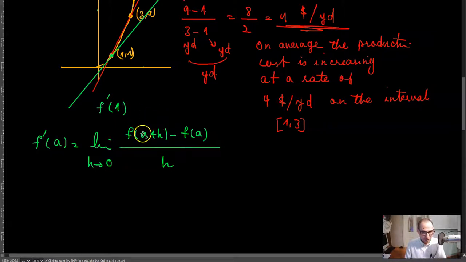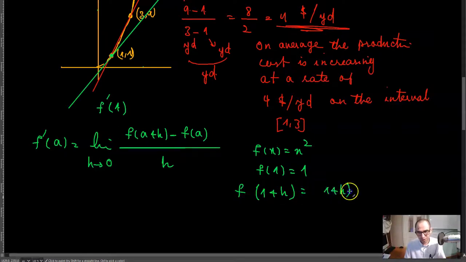Now in this case, a is equal to 1, and your function is f of x equal to x squared, right? Since a is equal to 1, f of 1 would be equal to 1 squared, which is equal to 1, right? And f of a plus h would be f of 1 plus h, which would be the same thing as 1 plus h raised to the second power, which is 1 squared, h squared, and plus 2 times h.